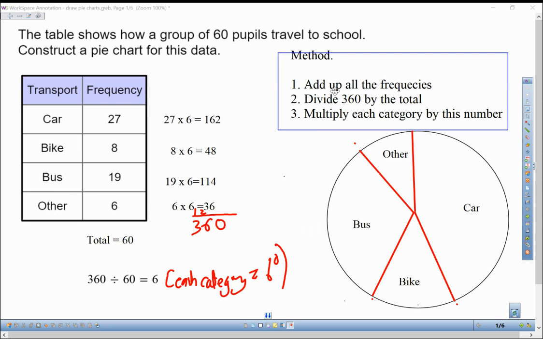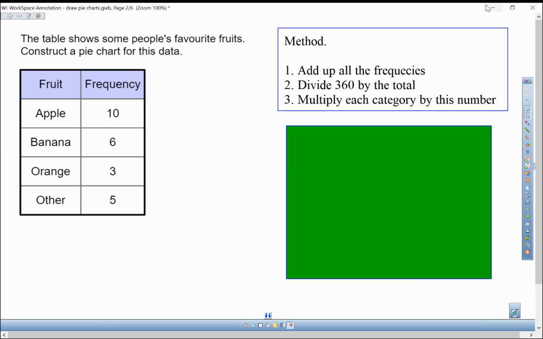Important things to remember: always add up the frequencies. These are the frequencies here. Divide 360, that's the number of degrees in a circle or in a pie chart, by the total number of categories or frequencies you have, which is 60, and you get 6. And then multiply up. Let's try one more.